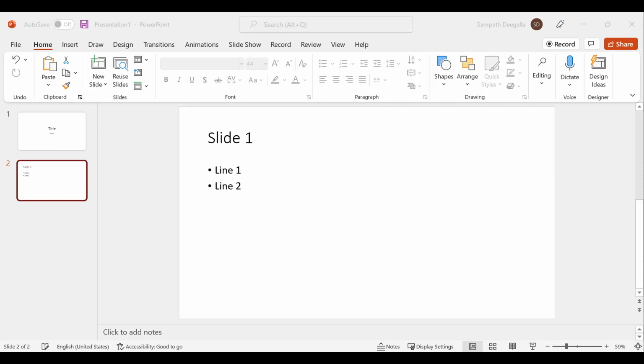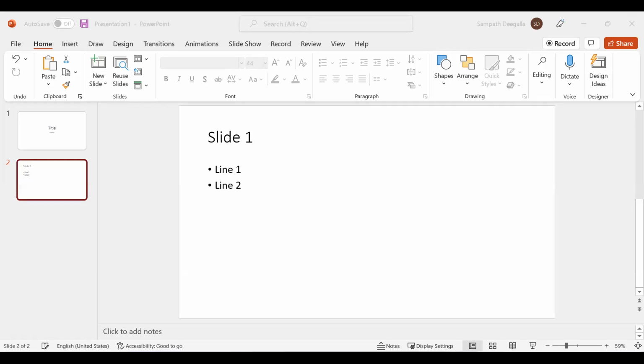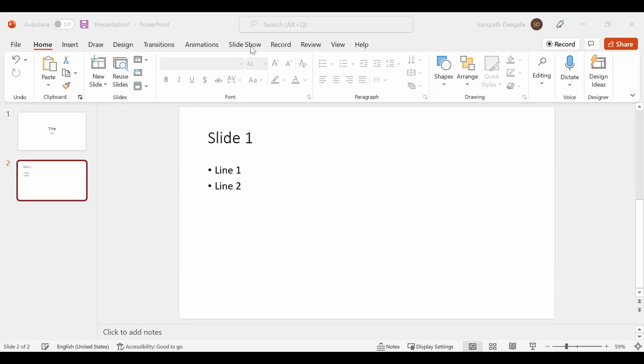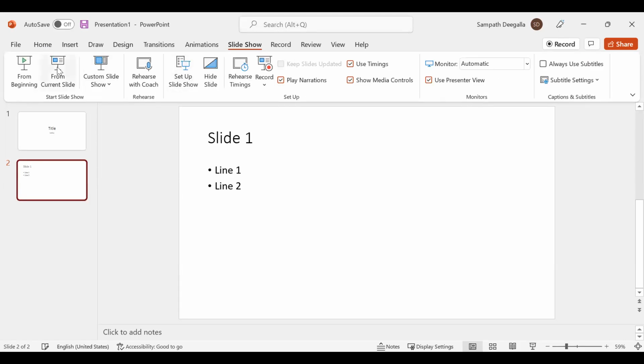So what is the shortcut key to start the presentation from the current slide? Yes, current slide. What is the shortcut key? Shift F5, it should be shift F5. So this is Control F5, so this is also false. Right, good. Question number 6, sorry.